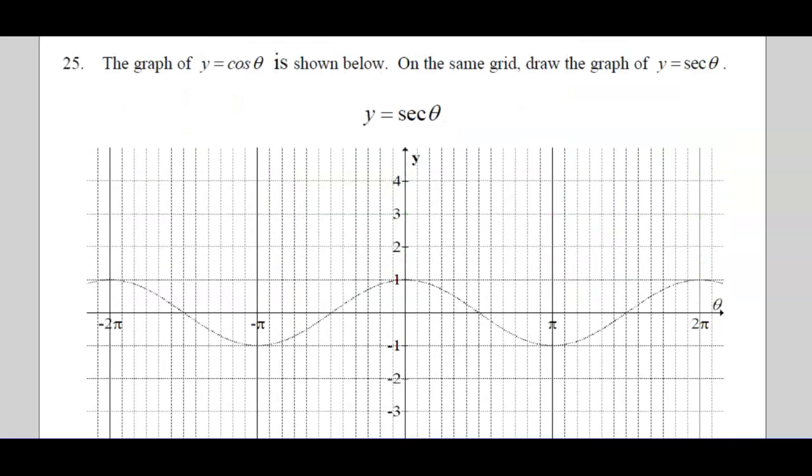Okay, secant, the original is there for you, which makes it a lot easier. So plot your invariant points. Get a straight edge out. You may need a straight edge for the next test if we ask you to graph and do asymptotes.